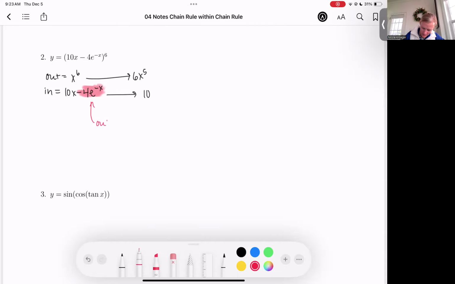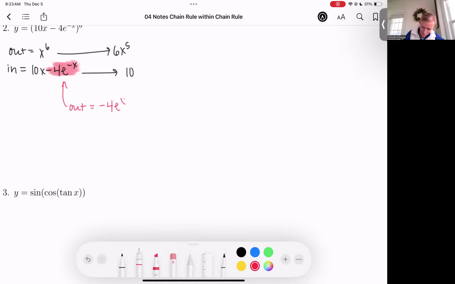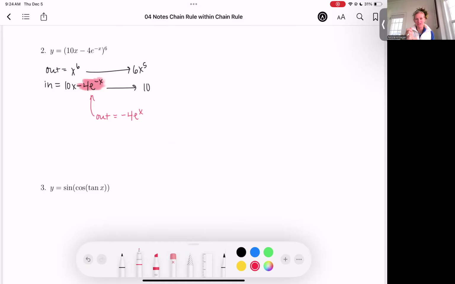So it looks like my outside function will be the negative 4e to the x. The negative 4 is just a constant, so you could forget about it if you wanted. You could just rewrite the negative 4 up here and then find the derivative of e to the negative x, however you prefer. So the derivative of this is negative 4e to the x. My inside function is just the negative x coming from that exponent. Its derivative is negative 1.